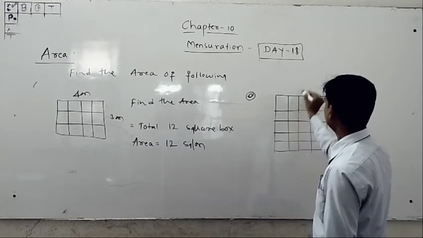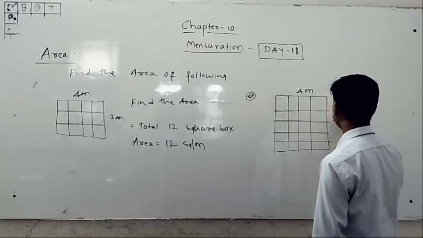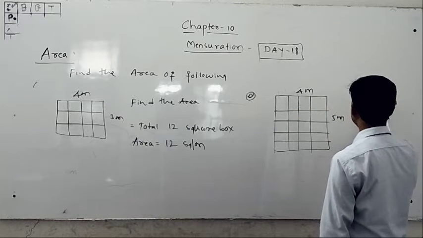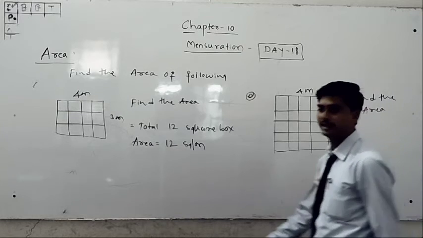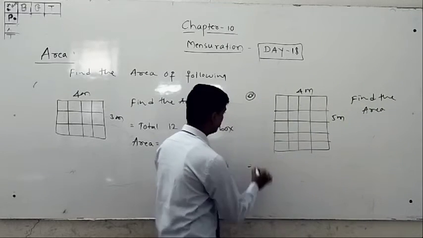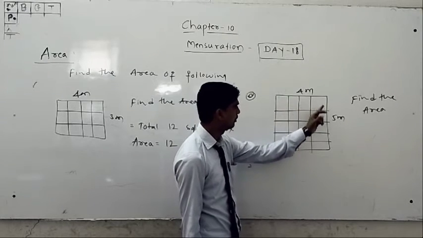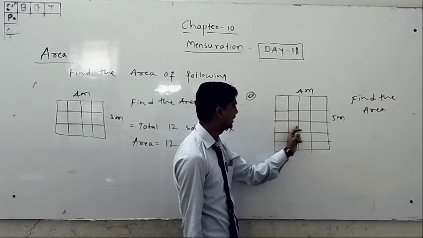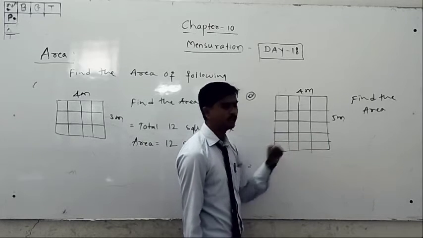Yes, then here 4 meter and here 1, 2, 3, 4, 5 meter. Yes, find the area. First we should count the total number of boxes. How many boxes are there? 1, 2, 3, 4, 5, 6, 7, 8, 9, 10, 11, 12, 13, 14, 15, 16, 17, 18, 19, 20.